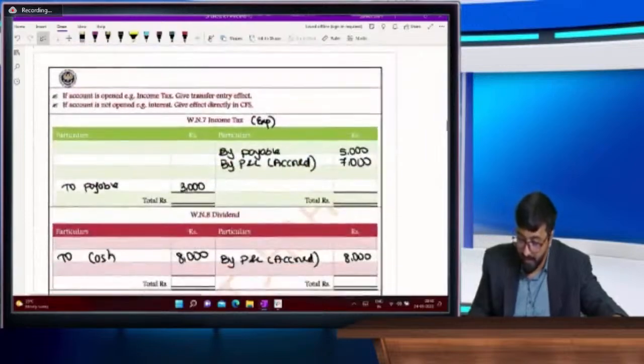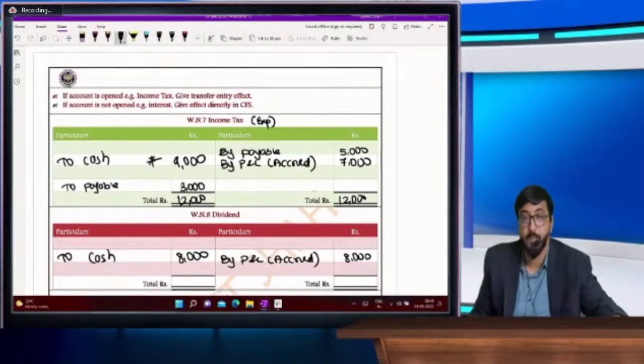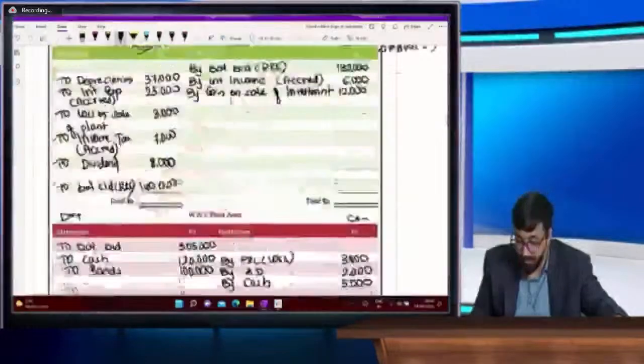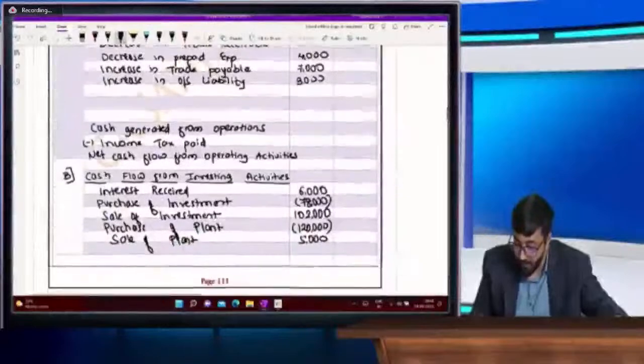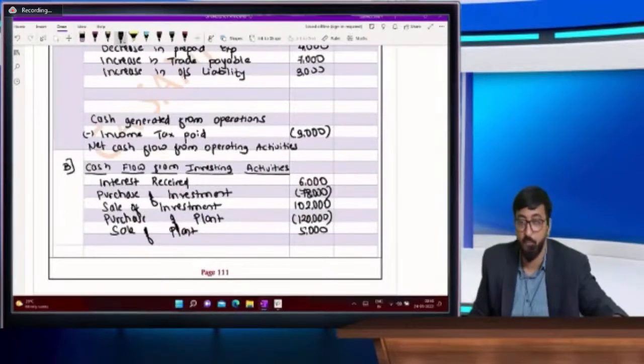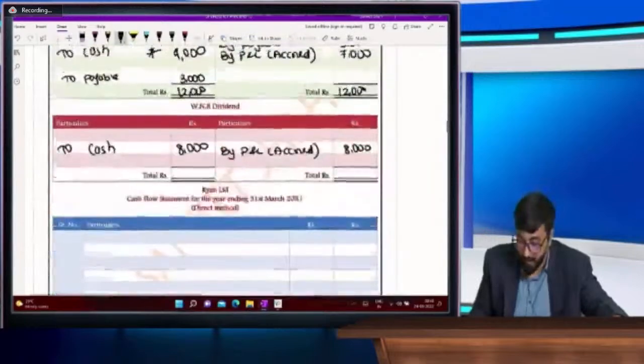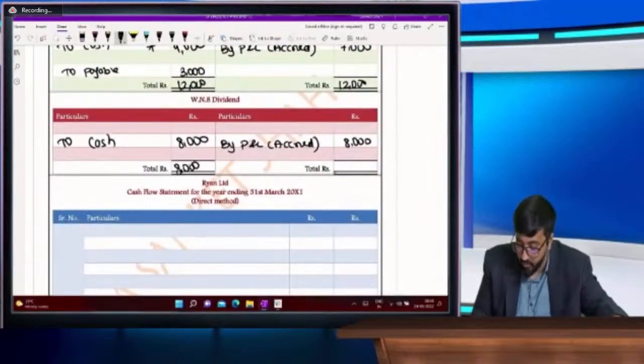Next is income tax. 12,000 is the total, and to cash 9,000, and it has a separate head, income tax paid under operating activity. You can write over there outflow 9,000. And I think dividend is getting tallied, 8,000.